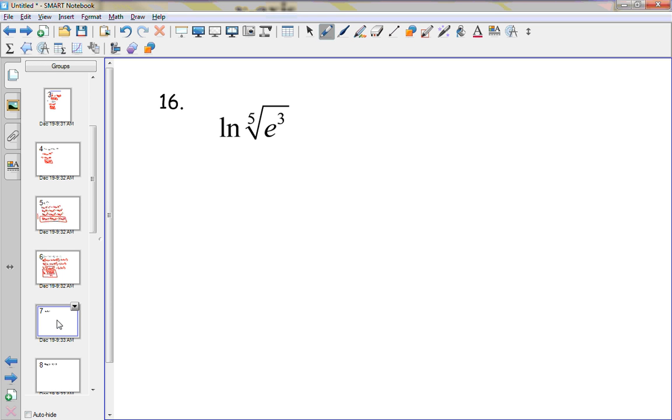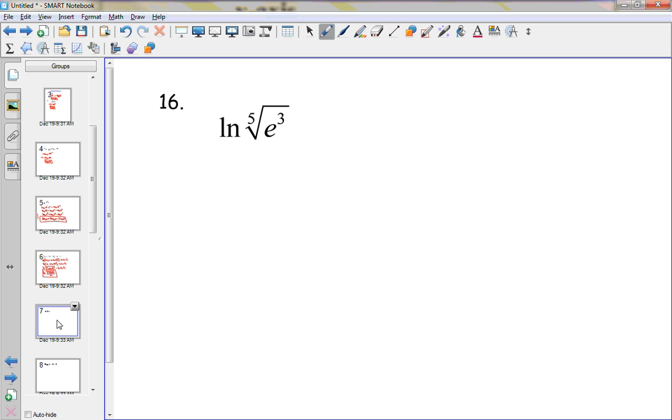Directions say without using a calculator to evaluate. So if I'm working on number 16, what should you do first? What's your gut telling you? I would expand it. Okay, so if your gut is telling you to expand it, what does that mean?